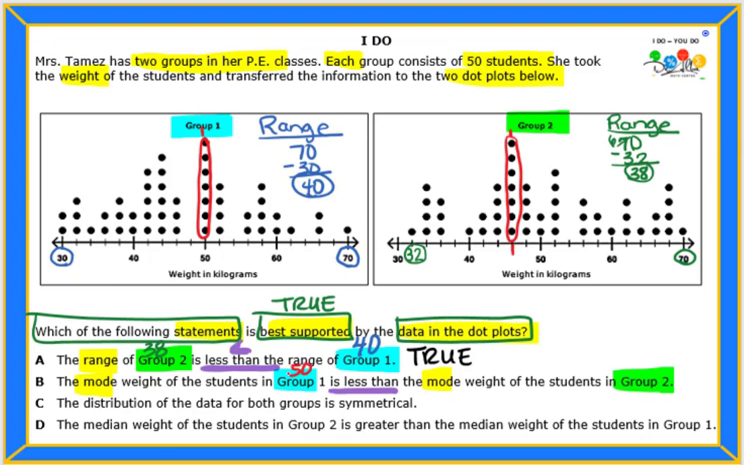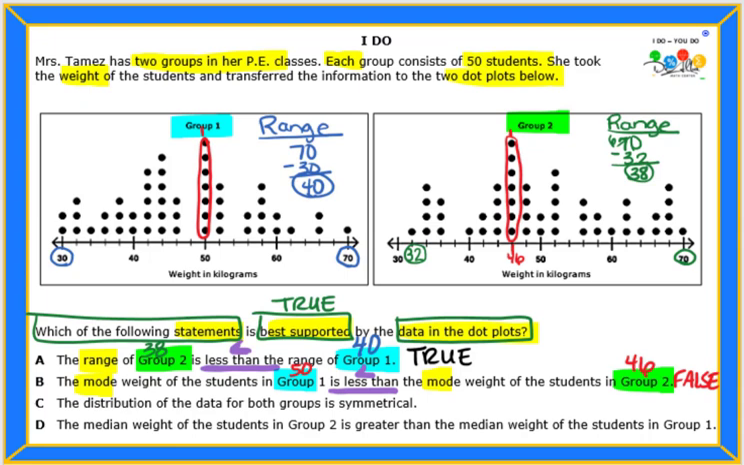But for group 2, we have to see what that little tick mark is counting. Remember, we said we were counting by twos here. So 40, 42, 44, 46. So this is 46. Now we can look at the numbers and compare them. Is 50 less than 46? No, it's not. That is false.